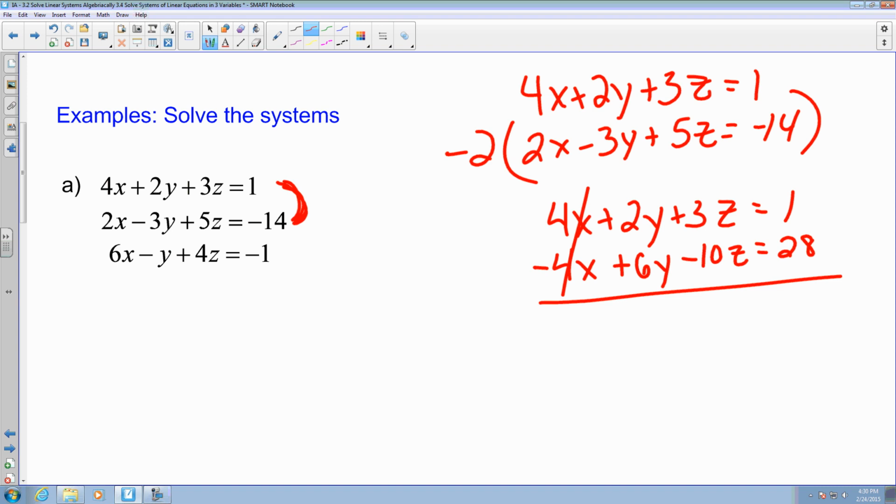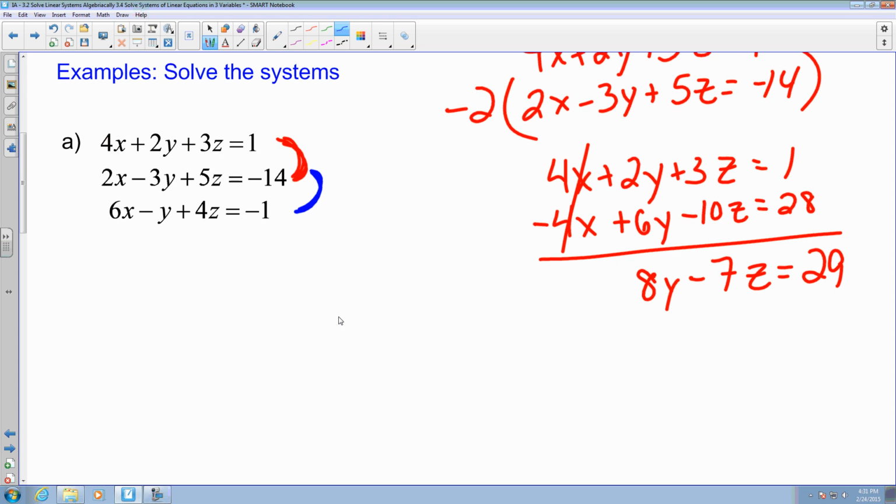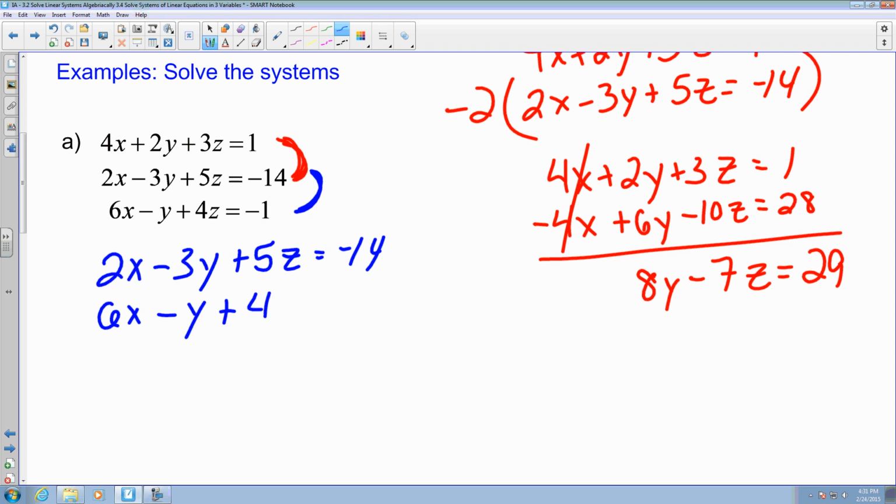Okay, so that cancels out the x, and now I just combine the like terms from the two equations. So I get 8y minus 7z equals 29. All right, and I stop. Now what I'm going to pay attention to is these two equations. Same thing, I'm going to rewrite that as 2x minus 3y plus 5z equals negative 14. And now I got 6x minus y plus 4z equals negative 1.